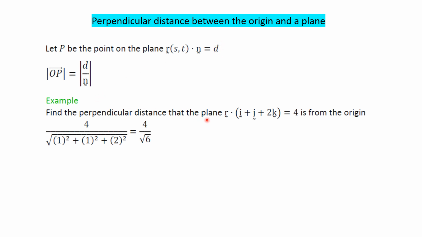So in this example, you have that vector equation here, and we want to work out the distance from the plane to the origin. As you can see from here, this one is your vector n, and this one is the d. So it's very straightforward to apply the formula.